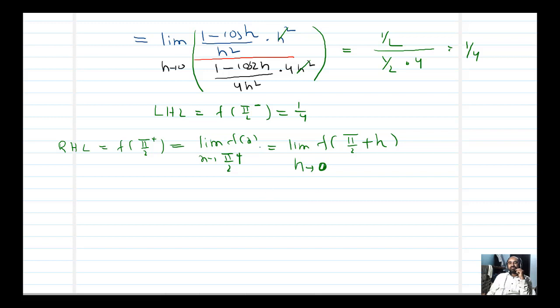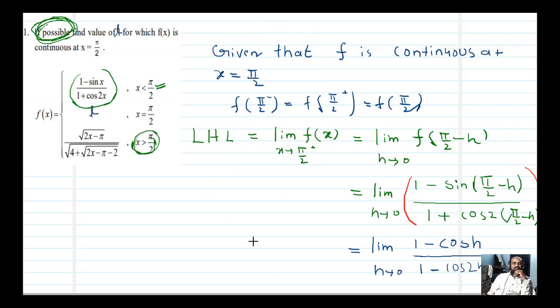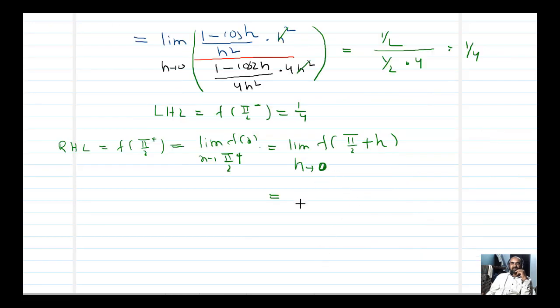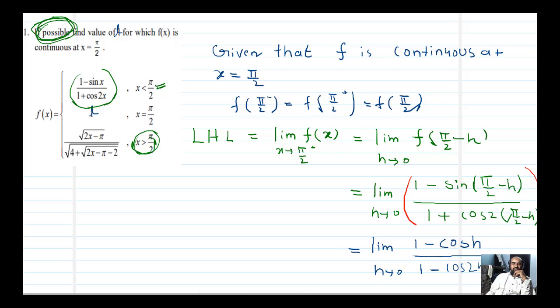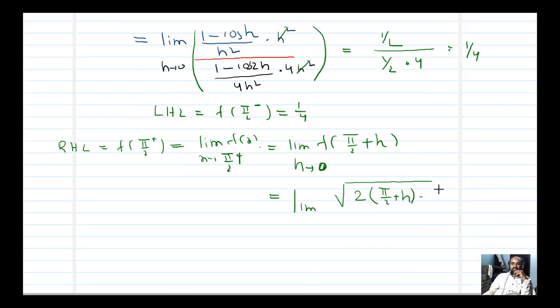Okay, so I want to write instead of x, pi by 2 plus h in the formula of f of x, for higher values of pi by 2, that is pi by 2 plus. So this is pi by 2 plus instead of this. Okay. So the limiting value, numerator: root over 2 into x, where x I can write as pi by 2 plus h, and minus pi. Okay, numerator completed.